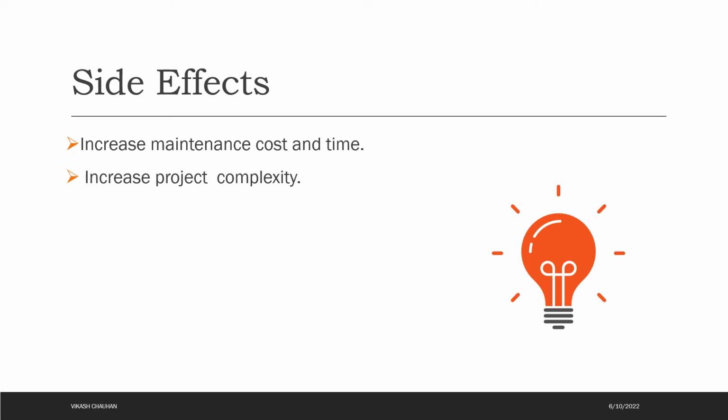The second one is similar. It will increase the project complexity. If the same logic is written in multiple places, it will increase the source code size of your application, and it also makes your code more complex in future. If there is any bug or feature you want to fix or add, it is quite difficult to understand the logic and make changes to the existing code. So these are some common side effects of code smells.